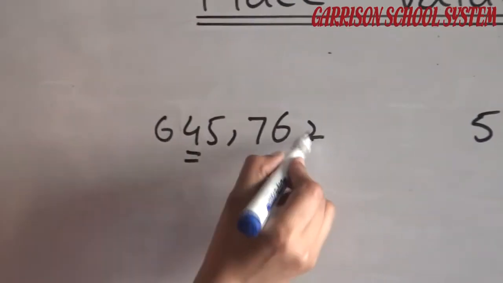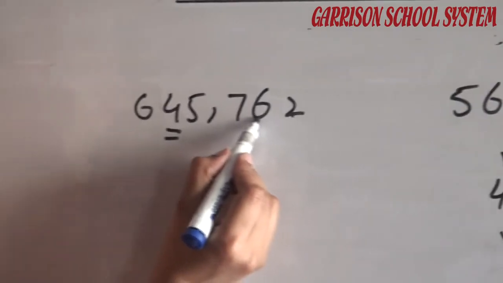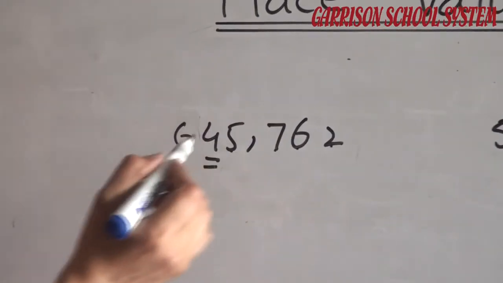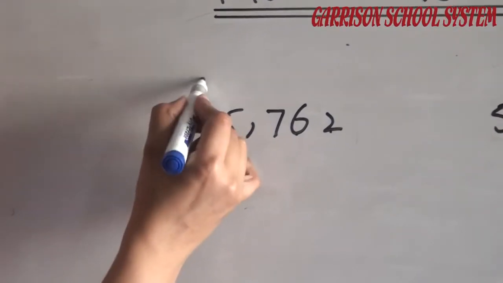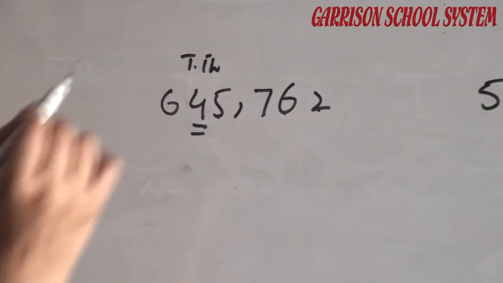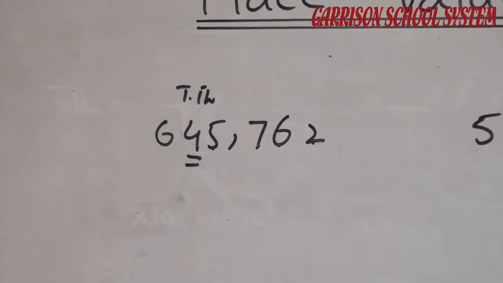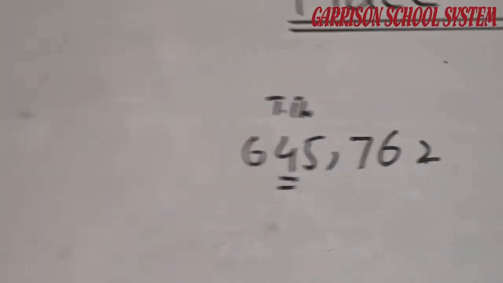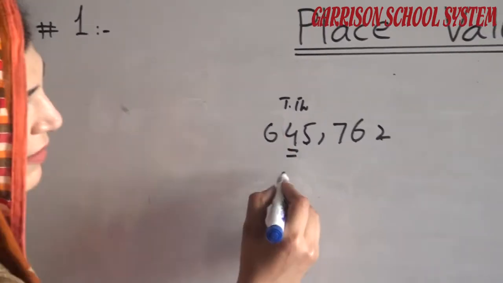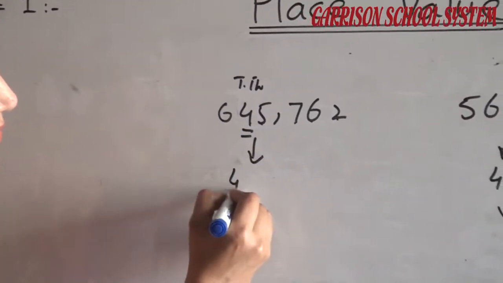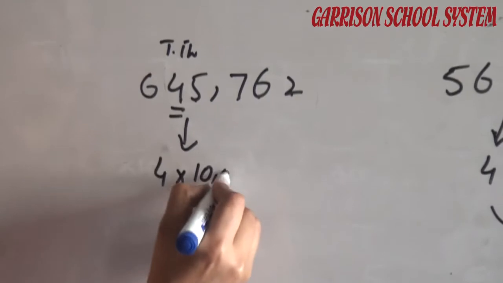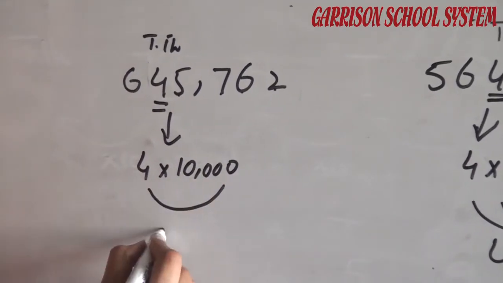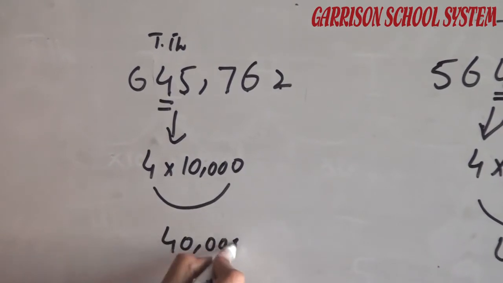Now come to this number. This is the 1's place. 6 is the 10's place. 7 is the 100 place. 5 is the 1000 place, and 4 is in the 10,000 place. We can write in this way: 4 multiplied by 10,000, and what will be the value? The value will be 40,000.